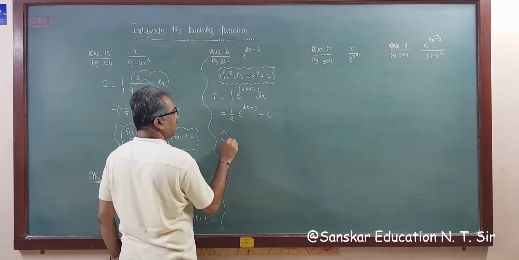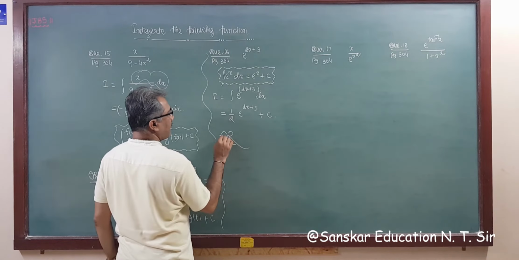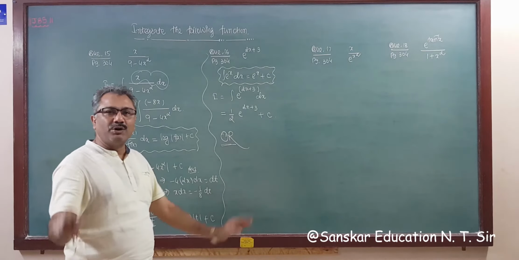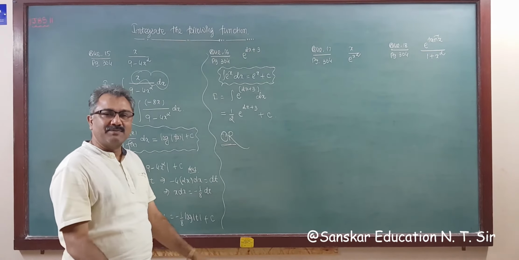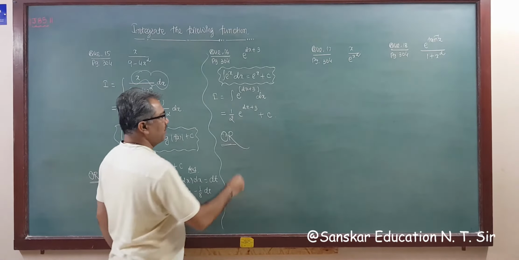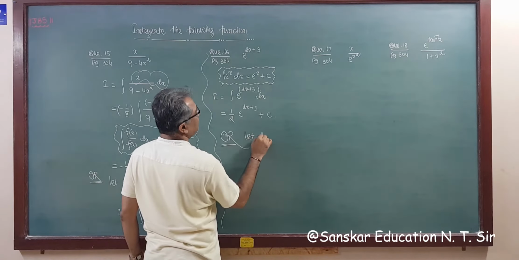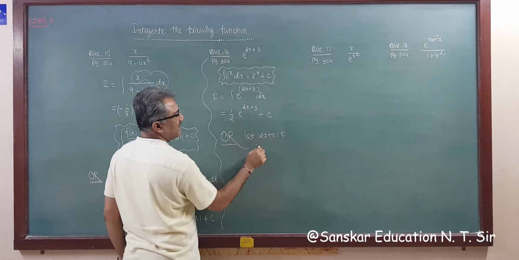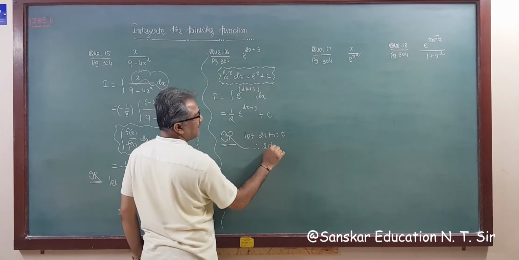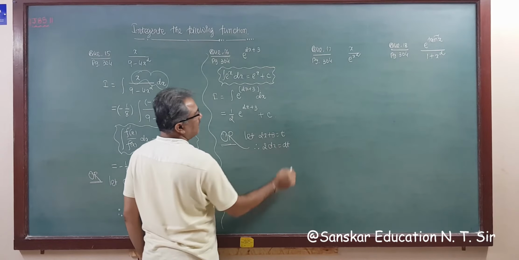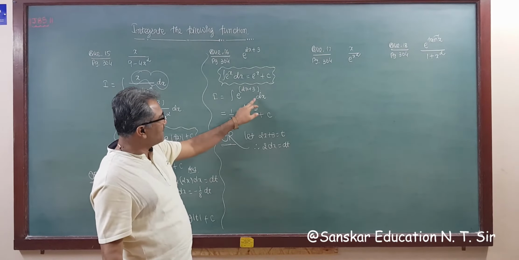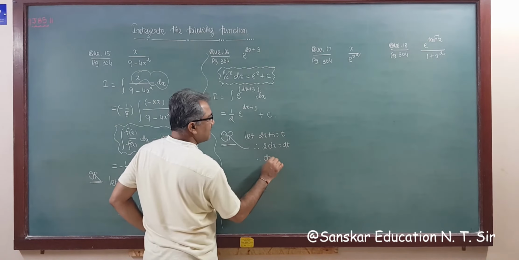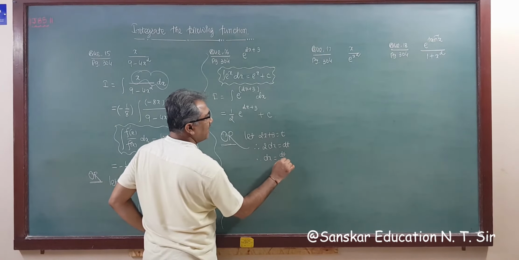Suppose you don't know this, then what to do? Or second method: assume, let twice x plus 3, which appears new, something new, assume it. So let twice x plus 3 be equal to t. So the derivative of this is 2 dx is equal to dt. There is a coefficient here, so dx is equal to dt by 2.